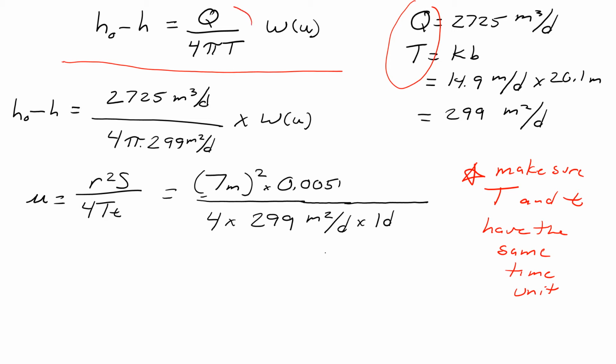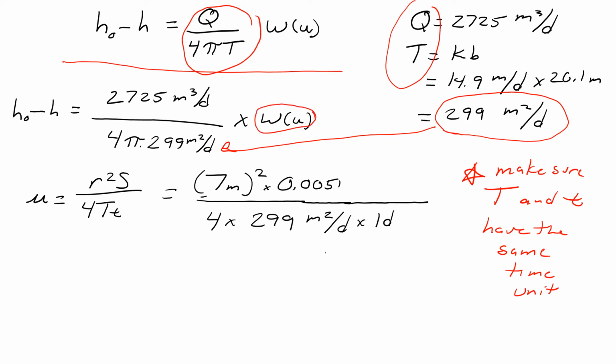So this first part of the equation is pretty straightforward. You've got your pumping rate of 2,725 cubic meters per day divided by 4 pi T, and T is the hydraulic conductivity, which I gave you, 14.9 meters per day, times the aquifer thickness, 20.1 meters. Multiply those together and you get a T of 299 meters squared per day that you can just pump back into your equation there. And then the second part of the equation is this W sub U thing right there, okay?